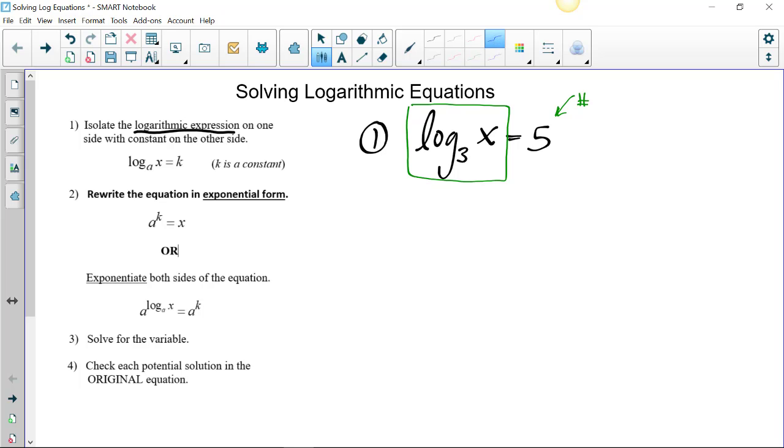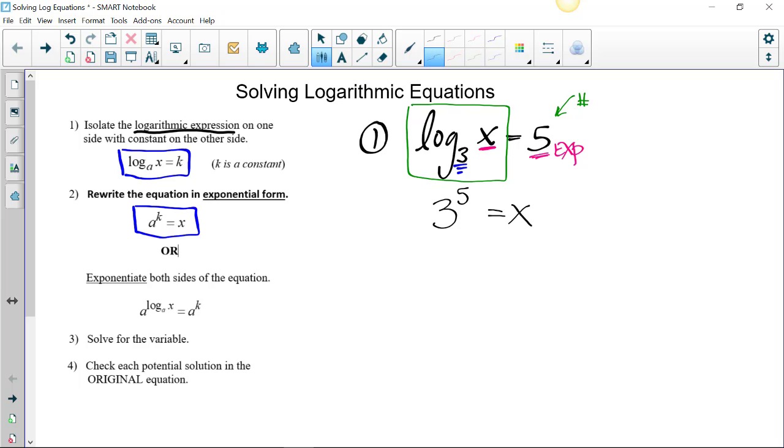Second step is to rewrite it in exponential form. Remember, every logarithmic equation has an equivalent exponential form. And exponential form means I need to start with a base. So the base of my exponential expression is 3. If you remember, a logarithm is an exponent. So this is my exponent on my base. So I'm going to say 3 to the 5th equals x. Remember, this number here is the result of raising 3 to some power to get that x.